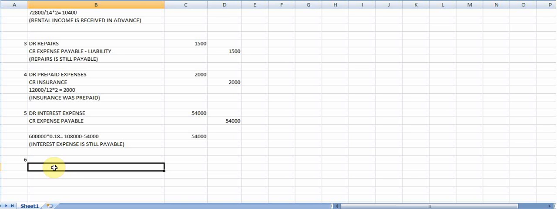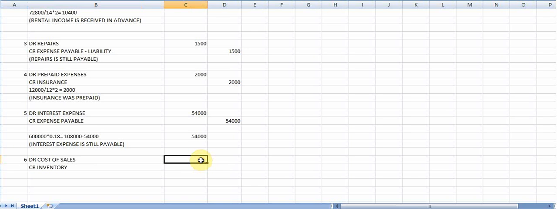We said the opening inventory causes cost of sales to increase. So we're going to make a debit entry for cost of sales. We're going to make a credit entry for inventory. And that amount is 25,000. And I am just going to say record opening inventory.